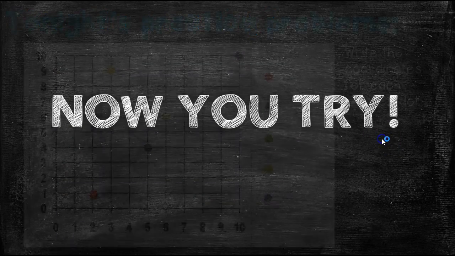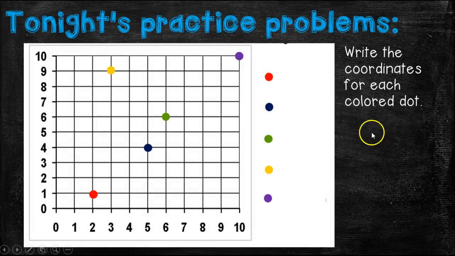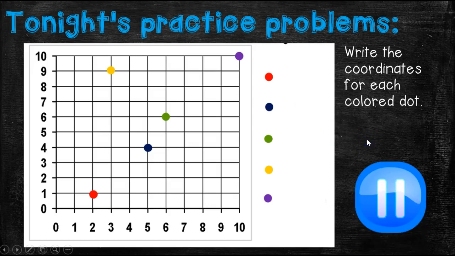Okay, so now here's your practice problem for tonight. You need to write the coordinates for each colored dot. So your homework should say red dot, and then you should write the coordinates. Don't forget, coordinates have to have parentheses surrounding them and have to have a comma in between so you know which number you're plotting. So go ahead and tell me red dot and then what the coordinates are with the parentheses, the 2 numbers, and the commas. Go ahead and pause the video and come back when you're ready for the answers.